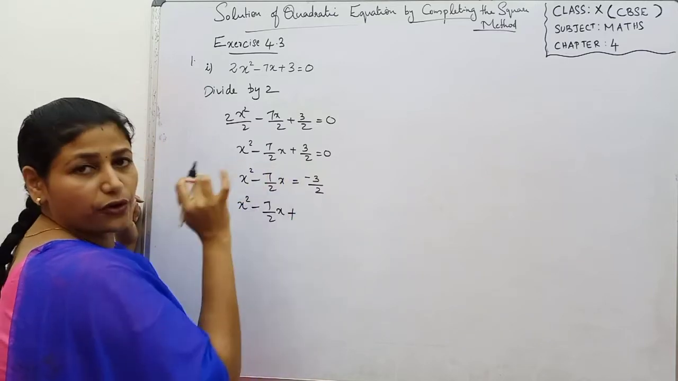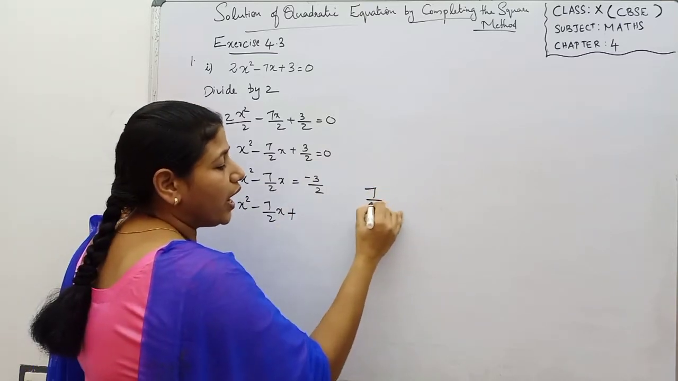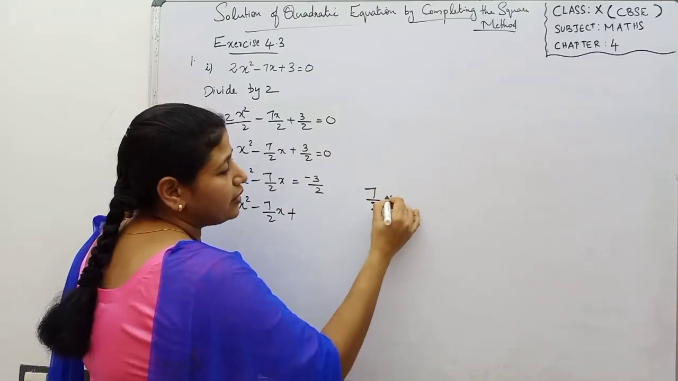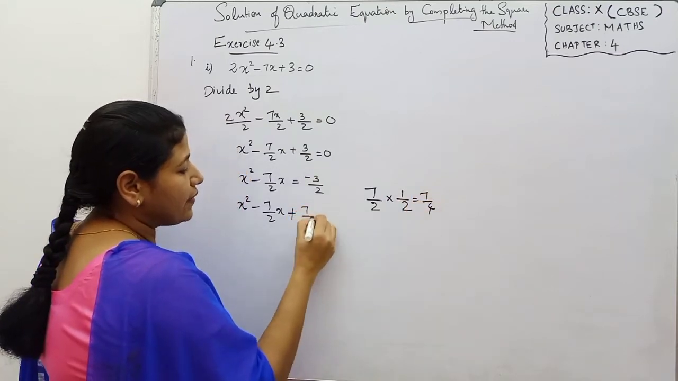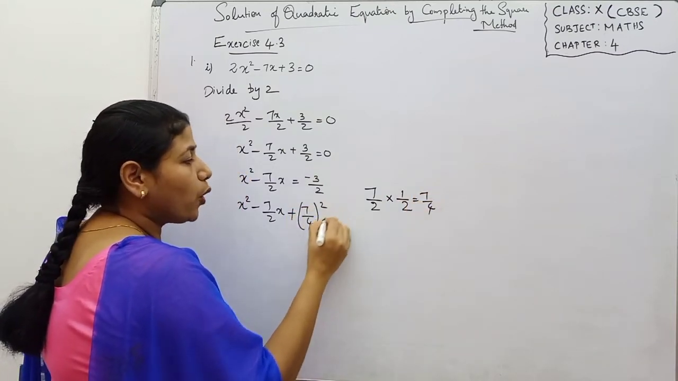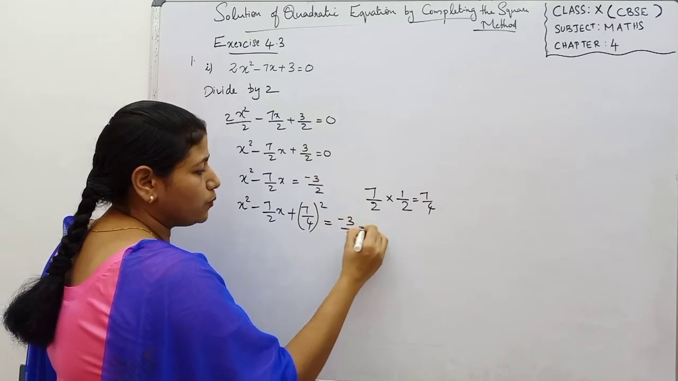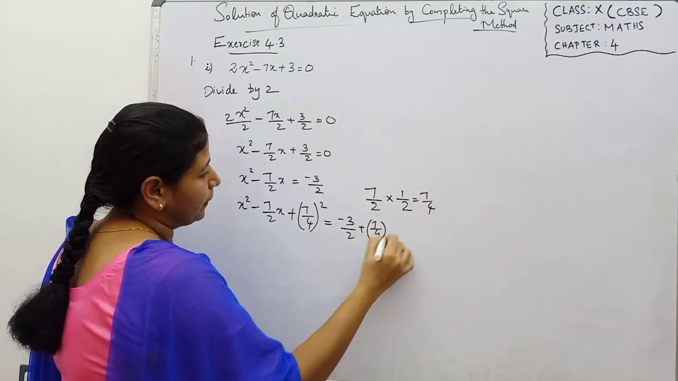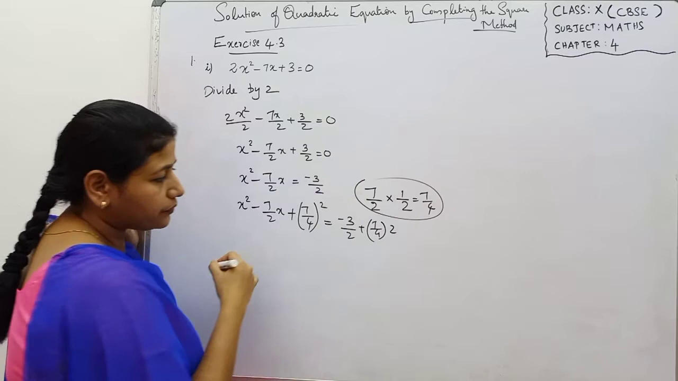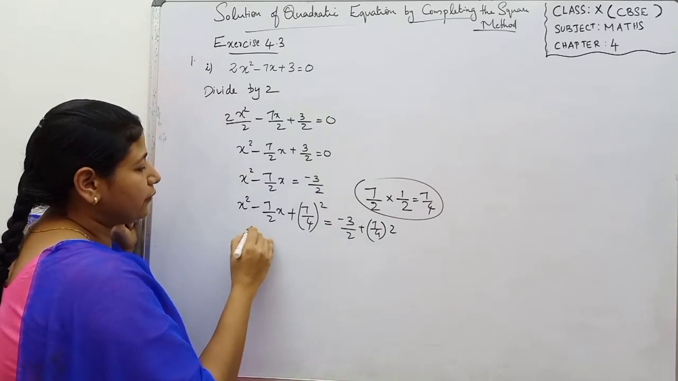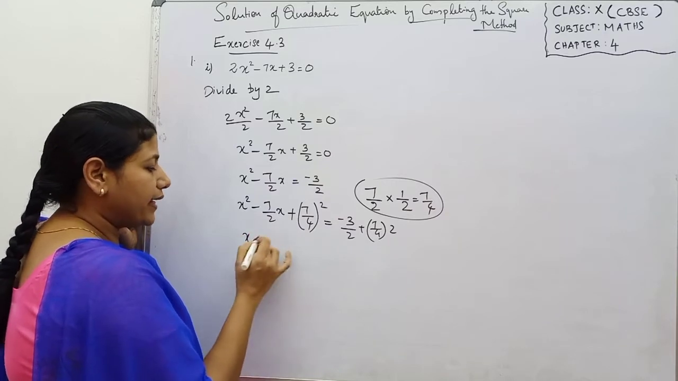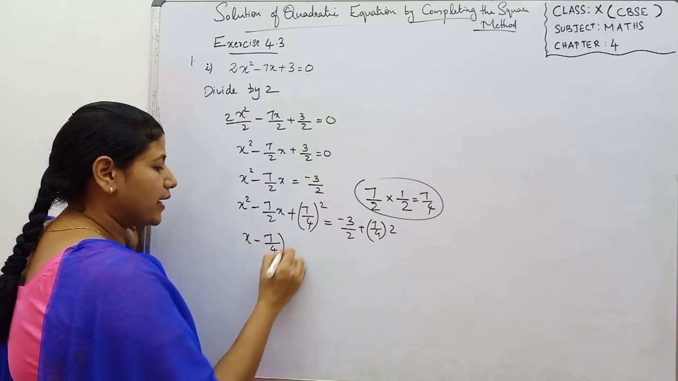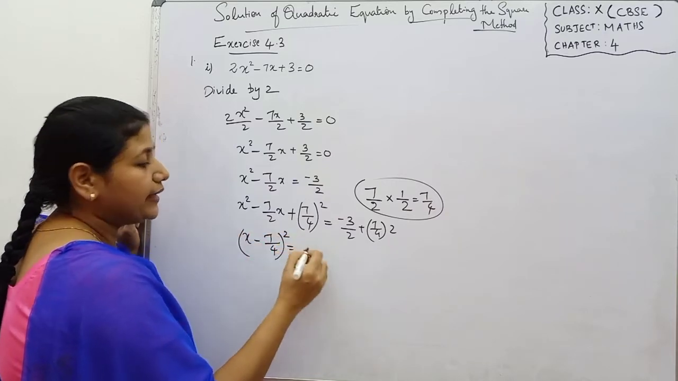That means x square minus 7 by 2x plus. This is the coefficient of x, that means 7 by 2. Half of 7 by 2 means 7 by 2 into 1 by 2, which is equal to 7 by 4. We have to add the 7 by 4 square on both the sides. Negative 3 by 2 plus 7 by 4 whole square. Okay. Now, this is of the form a square minus 2ab plus b square. So, this is a minus b whole square. x minus 7 by 4 whole square.